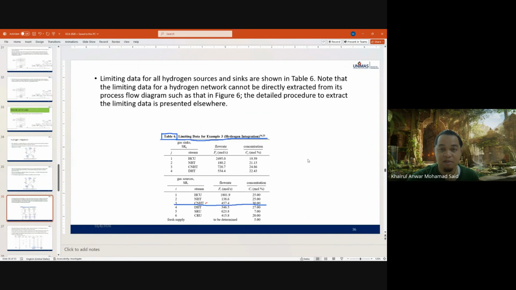So first we need to do the limiting data, identify the sinks and the sources. In this case, there are four sinks.